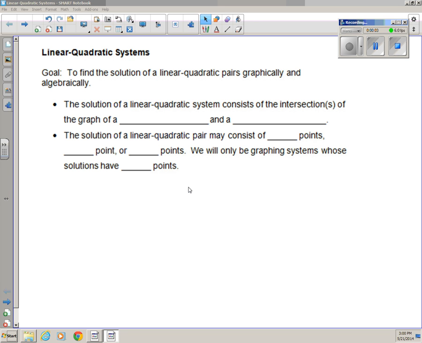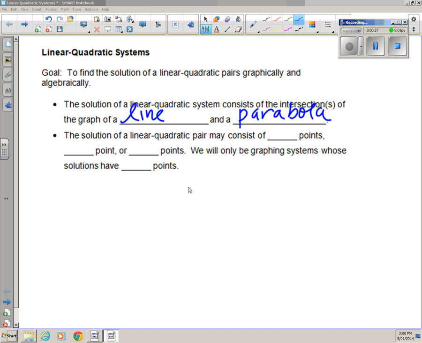So what we're going to do today is talk about systems of equations. In the past, we've done linear systems of equations. Today, we're going to do linear quadratic systems. Essentially, all that means is you've got a linear system and a quadratic system, or you're looking for where the graph of a line and the graph of a parabola intersect.